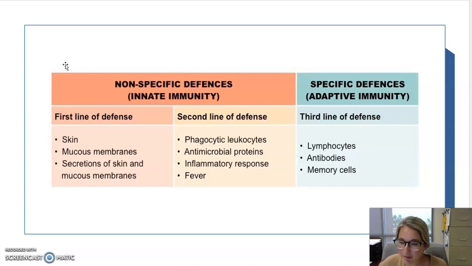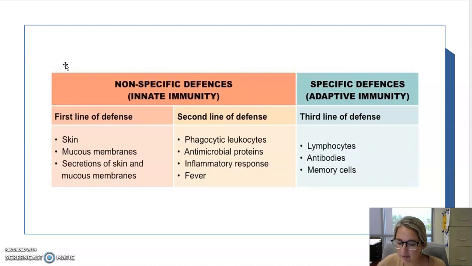Obviously, some things are able to get past the first line of defense. For example, if you have a cut in your skin, it's very easy for a bacterial pathogen to get into the skin tissue via that cut as a portal of entry. And that's when the second line of defense would have to kick in.